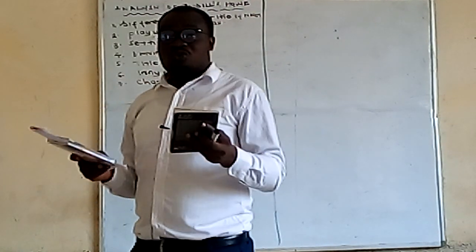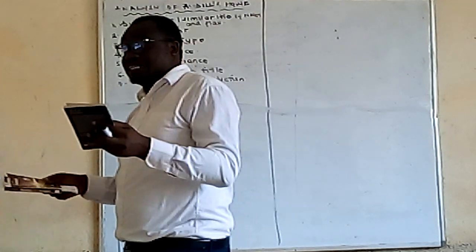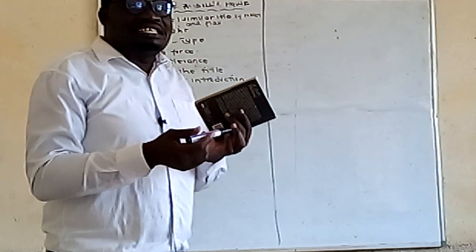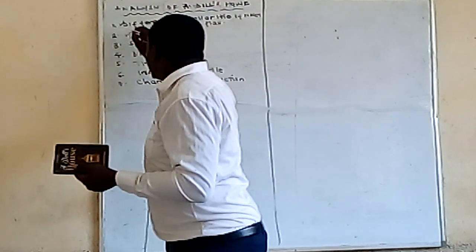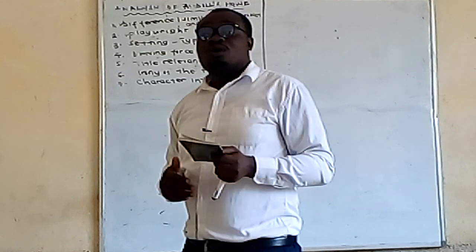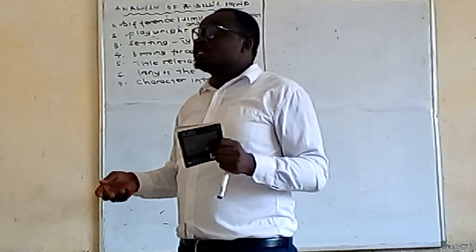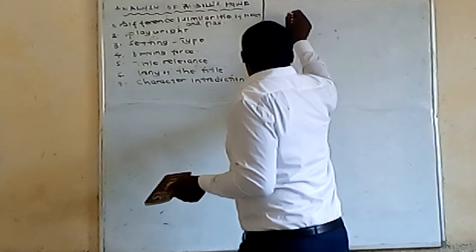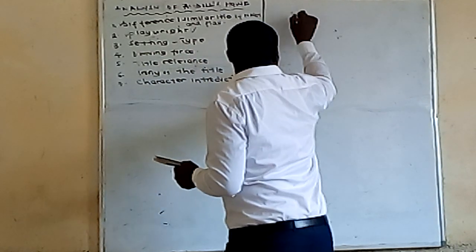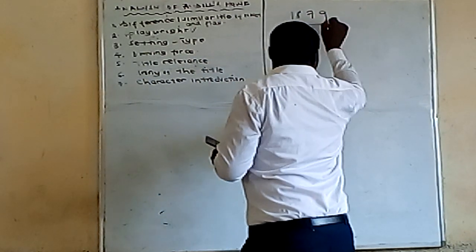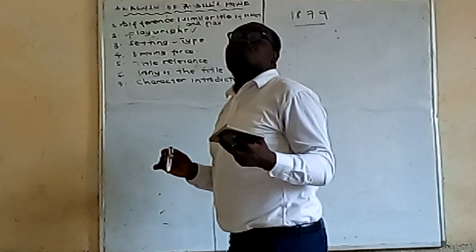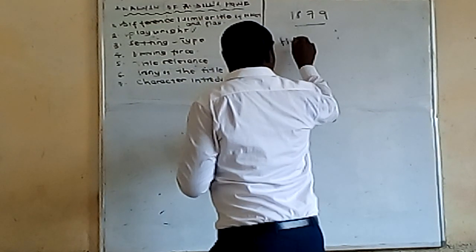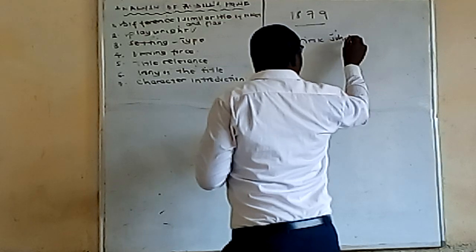So, without wasting any time, I will go directly to the analysis of the play, The Doll's House. One of the things I will start with is the playwright. It is important that you know the writer of a particular play, novel, short story or novella. The Doll's House was written in 1879 by a famous playwright. If you can read, the name is even written there. It is Henrik Johan Ibsen.